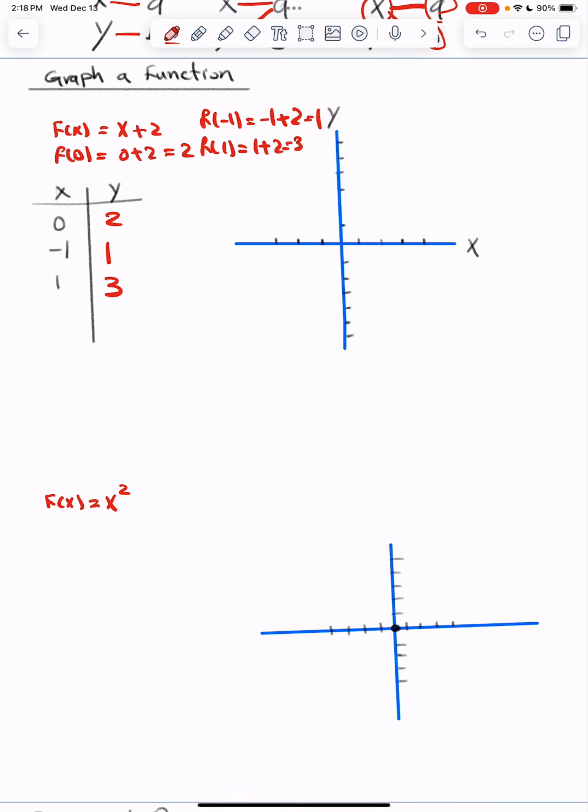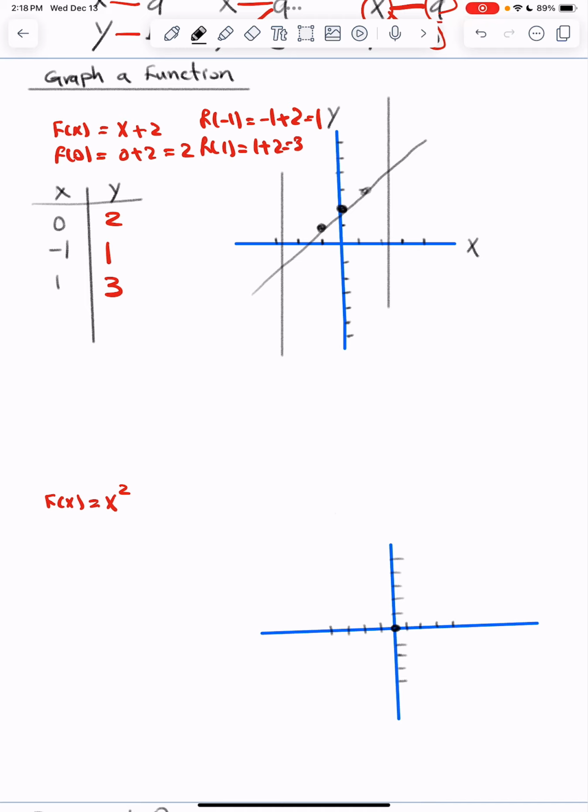So if we wanted to plot the function, 0 and 2, negative 1 and 1, 1 and 3. Basically it's a line that passes through these 3 points. And if I want to figure out if it's a function, I just run a vertical line test, and anywhere I put a vertical line, it will only cross the function in 1 point. So that tells me that yes, it is a function.